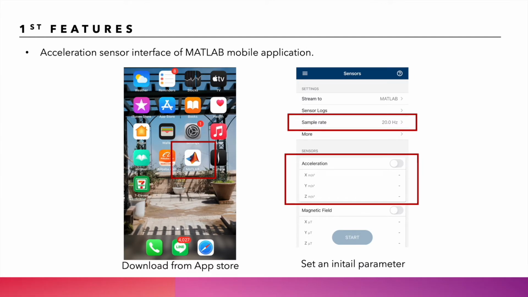For the acceleration sensor interface of MATLAB mobile, you can get it from the App Store or your Play Store, and then click on MATLAB. It will show the interface like the figure on the right side. You can see I set the initial sample rate parameter to 20 Hz and I chose the acceleration sensor to detect the movement.